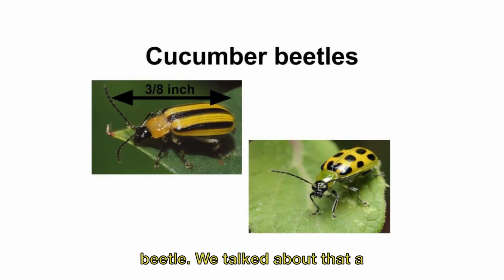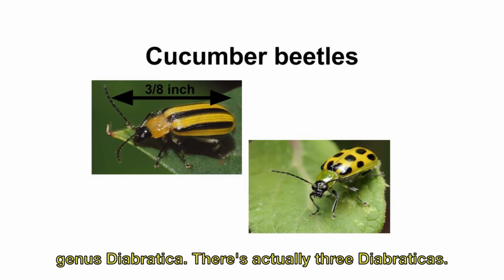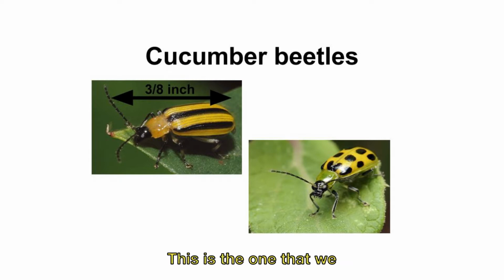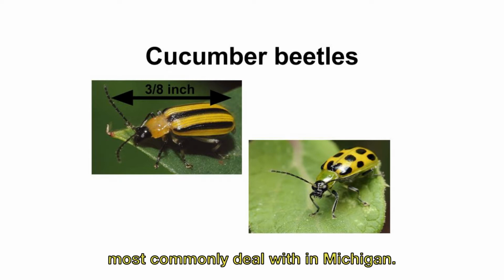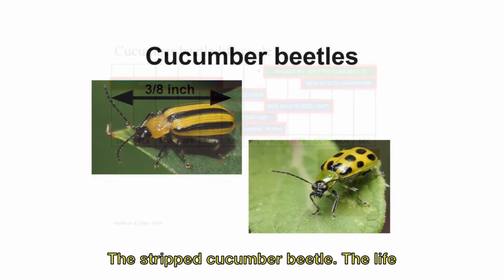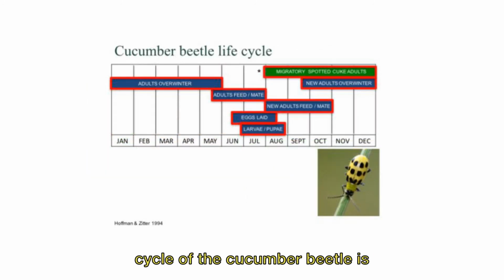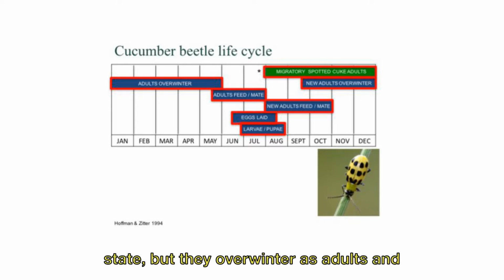This is the cucumber beetle, and we've talked about that a little bit. These are in the genus Diabrotica. There's actually 3 Diabroticas. This is the one that we most commonly deal with in Michigan, the striped cucumber beetle. The life cycle of the cucumber beetle is 1 generation per year, essentially, and this will vary a bit by the year and the temperature and where you are in our state. But they overwinter as adults, and they overwinter in vegetation from the previous year.